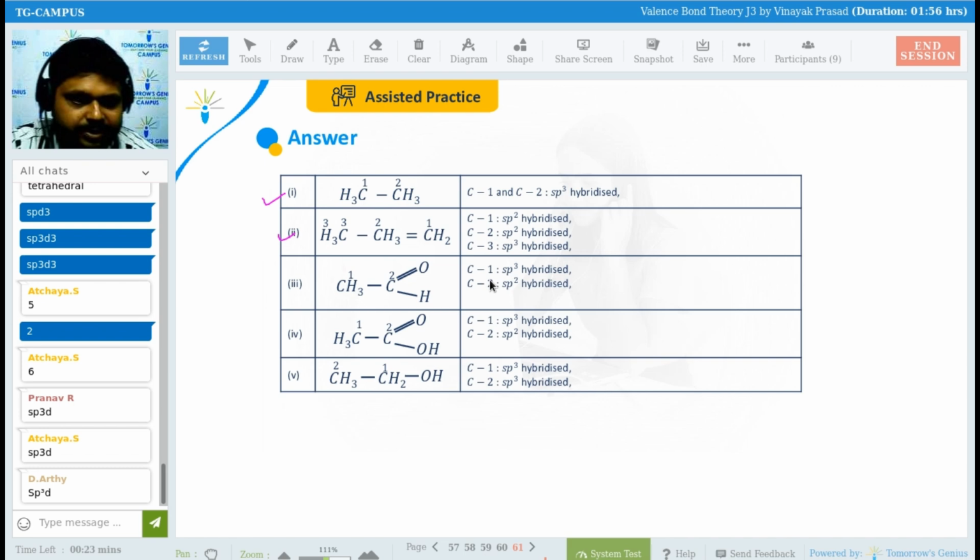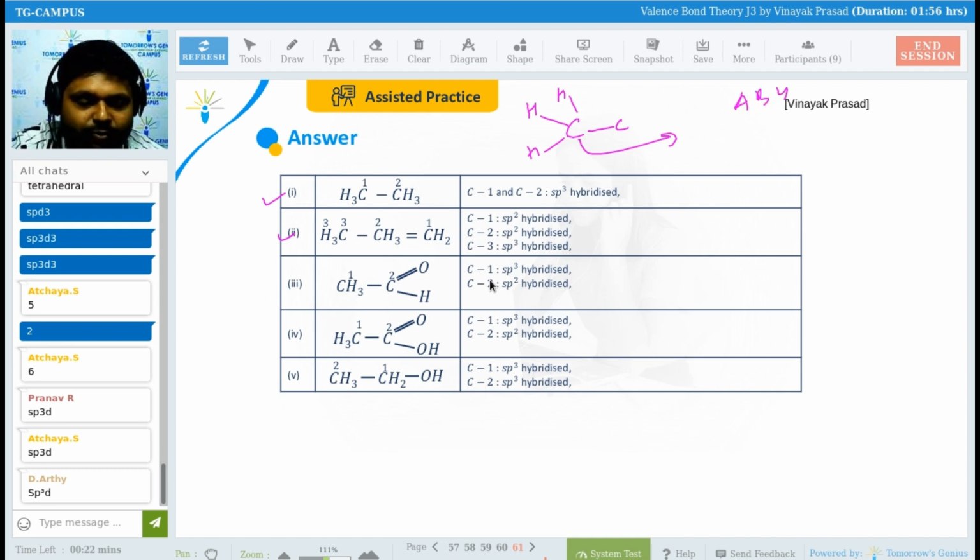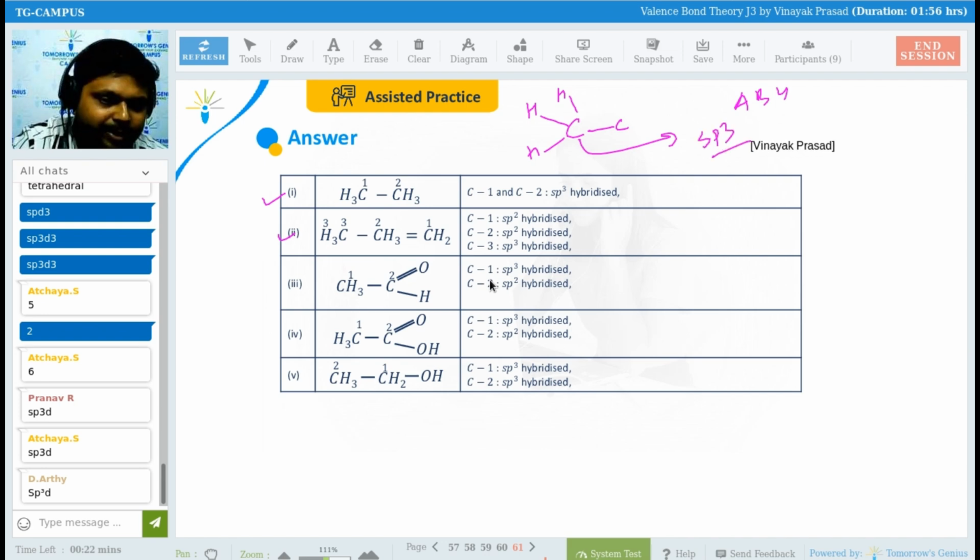So what will be the hybridization for this C? How many H are there? 3 hydrogens are there, so it will be arranged like this: hydrogen, hydrogen, hydrogen, and 1 will be with this carbon. Getting my point, everyone? So what will be the hybridization for this carbon? It is of the type AB4. If it is of the type AB4, the hybridization will be sp3. Getting my point, everyone?